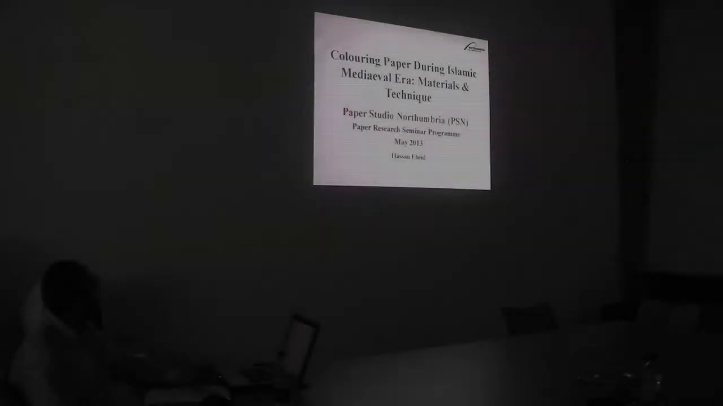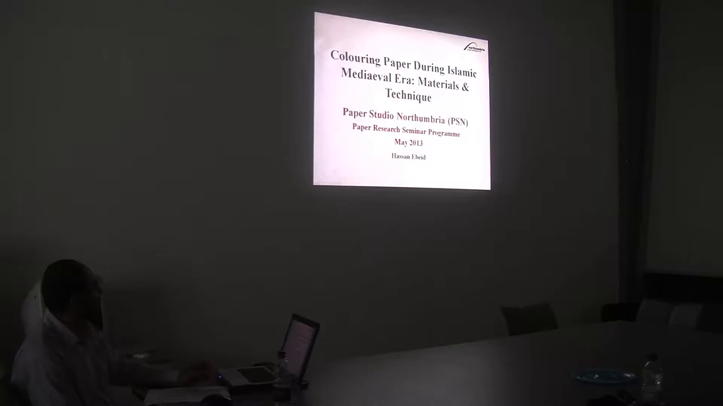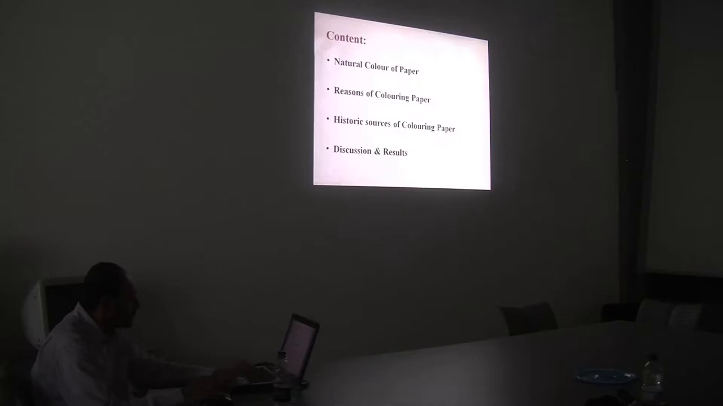Today's topic is about coloring paper during the Islamic medieval era, materials and technique. I'm going to talk today about four subtitles. I start with the natural color of paper, reasons of coloring paper in general, historical sources of coloring paper, and by the end, the fourth one is discussion and results.